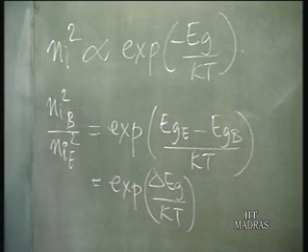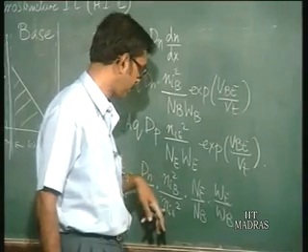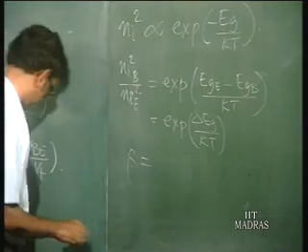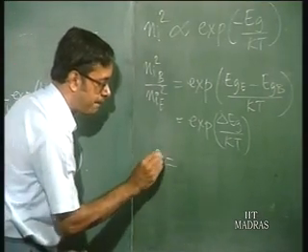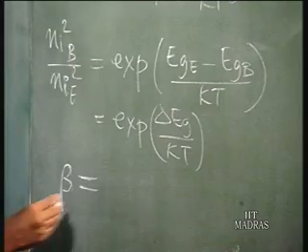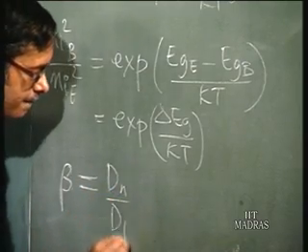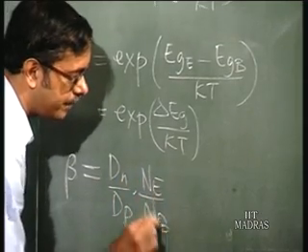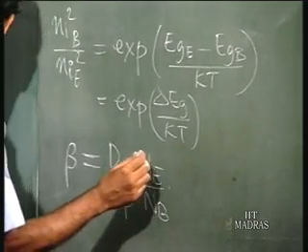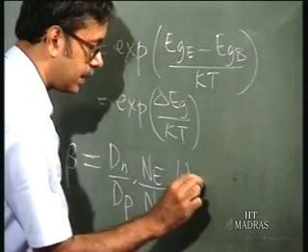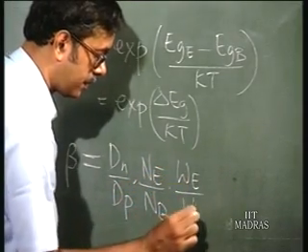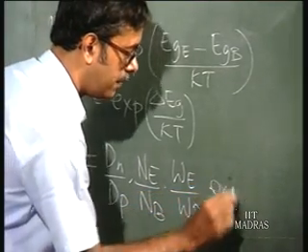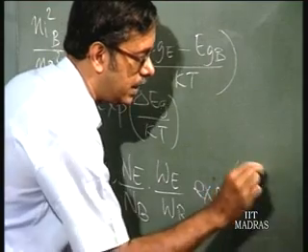So, you see that if you look back into this expression now, I just rewrite it again, beta is equal to dN by dP, Ne by Nb, We by Wb, exponential delta Eg by kT.